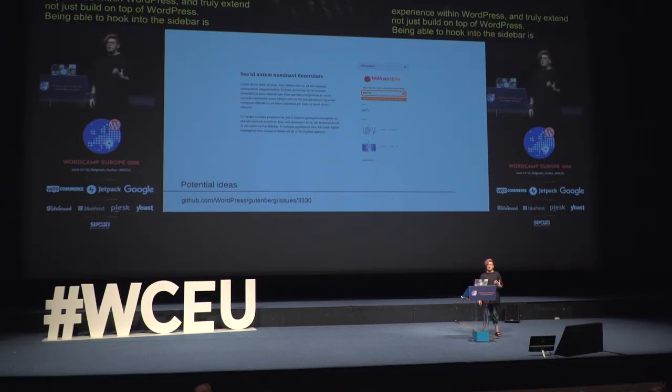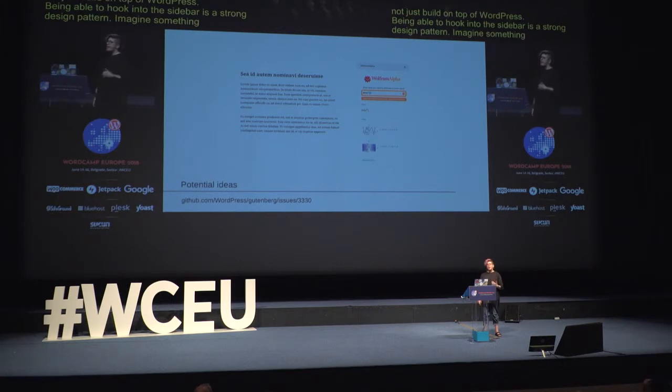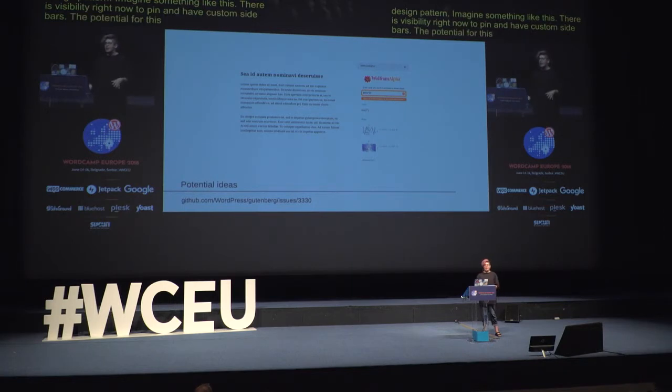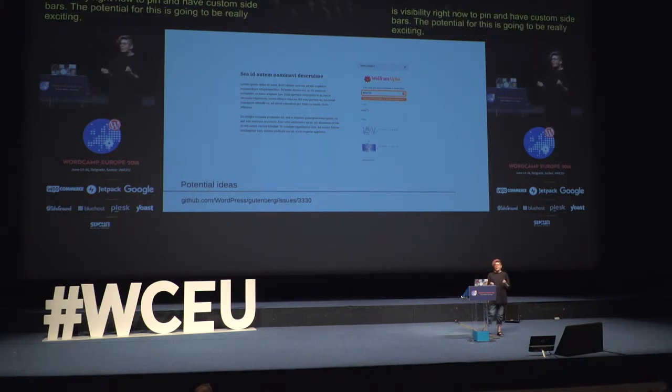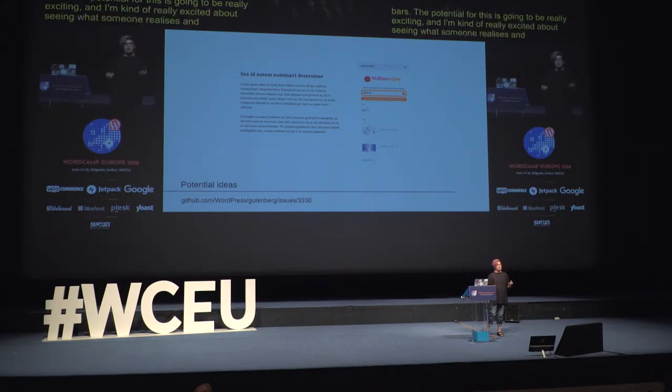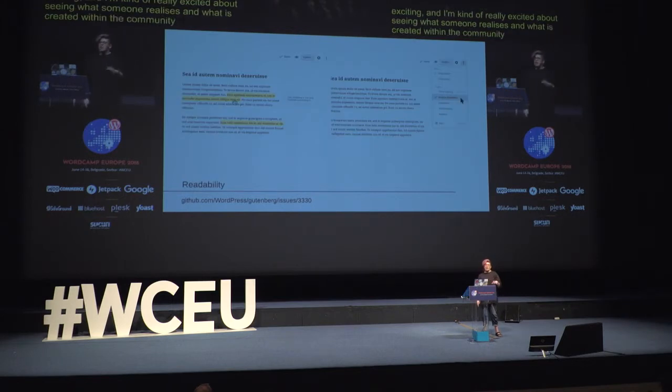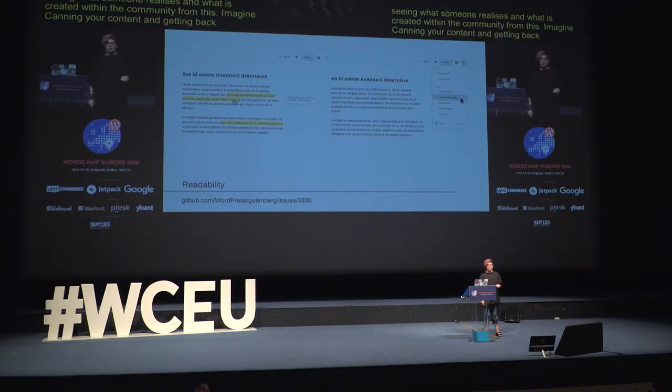Imagine something like this. There is the ability right now to pin and have custom sidebars. The potential for this is going to be really exciting, and I'm really excited about seeing what someone realizes and what is created within the community from this. Imagine scanning your content and getting back information on how to make it more readable. That's pretty good as you're writing. This can be done through a plugin potentially hooking into the interface. And this would truly take Gutenberg to a more app-like experience that sets WordPress up for that future that we all want to be part of.